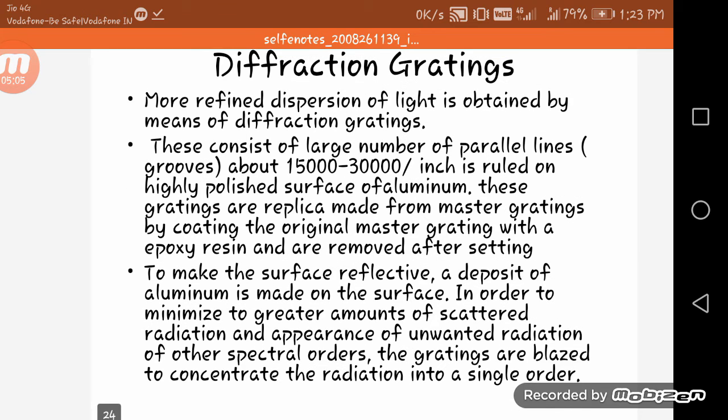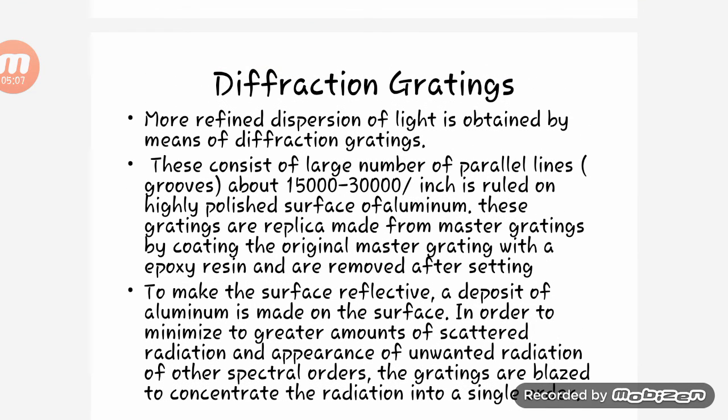Diffraction grating: more refined dispersion of light is obtained by means of diffraction grating. These consist of a large number of parallel lines, about 1500 to 3000 per inch, ruled on a highly polished surface of aluminium. These gratings are replicas made from the master grating by coating the original master grating with an epoxy resin and are removed after setting.